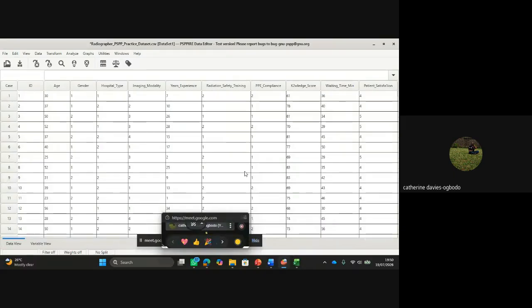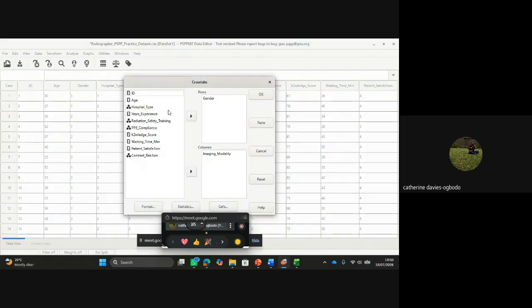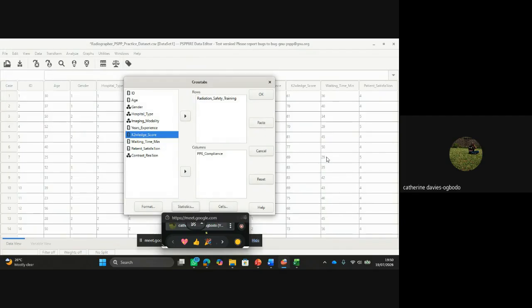Okay, so the next question I have is: is radiation safety training associated with PPE compliance? So we can do that very easily. It's like the first one: analyze, descriptive statistics, and crosstabs. Then we're talking about radiation safety training and PPE compliance. Sorry, let me remove this one so that we are not confused. Then I confirm that my test is still chi-square, and I say okay.